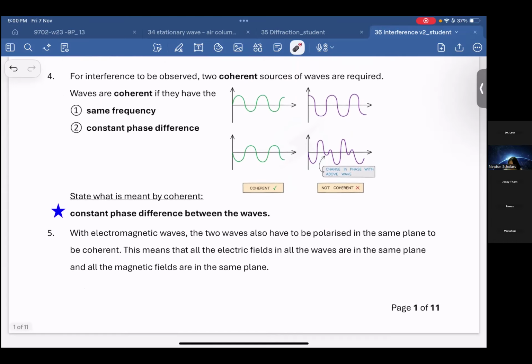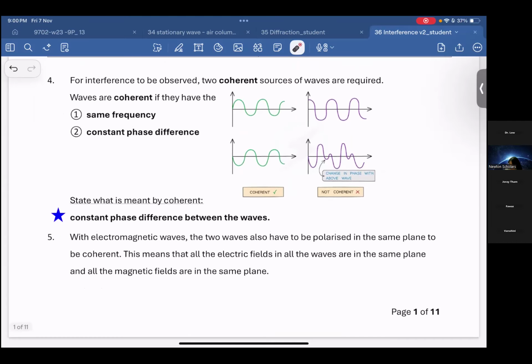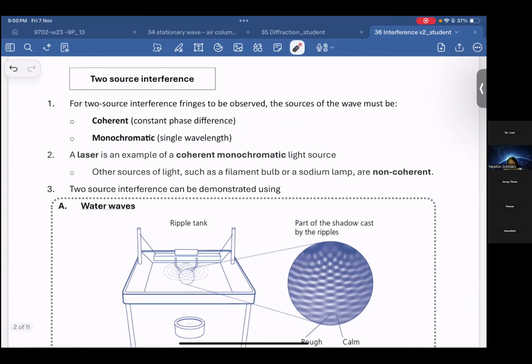Here with electromagnetic waves, two waves also have to be polarized in the same plane to be coherent. So for EM waves, we need to polarize them to make them coherent. This is the knowledge. If not mistaken, some of the MCQs are testing on this knowledge. Okay, we go to your next page.